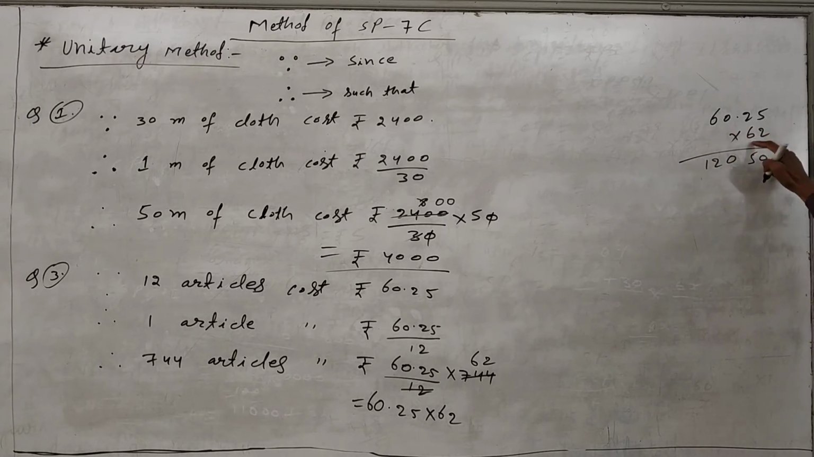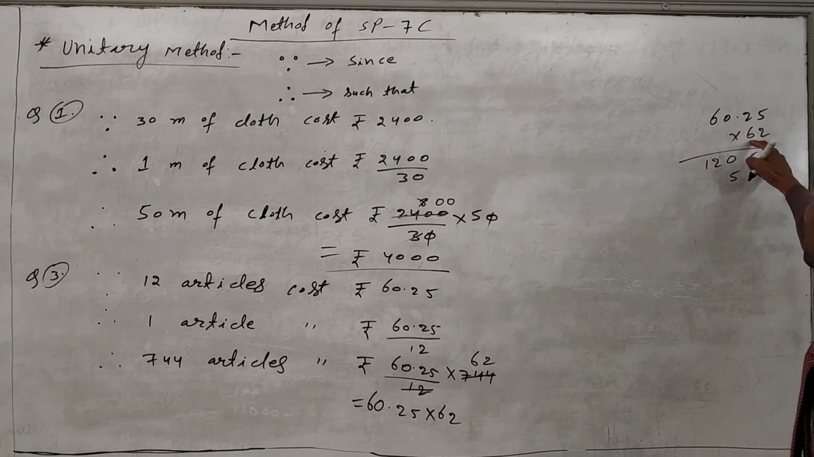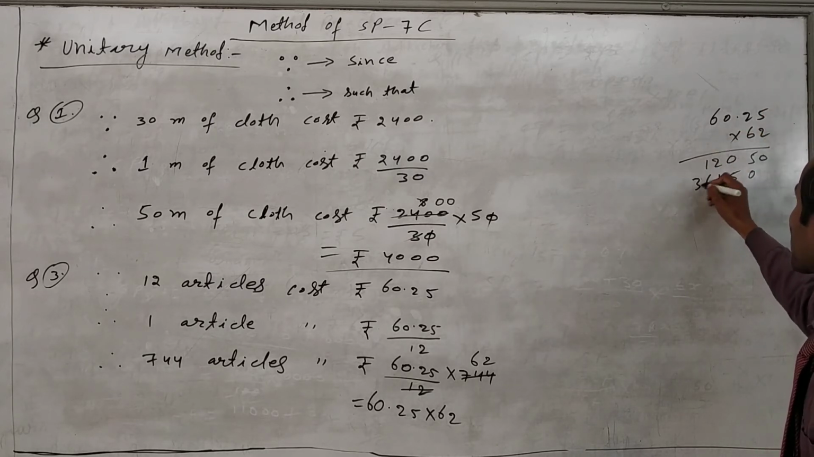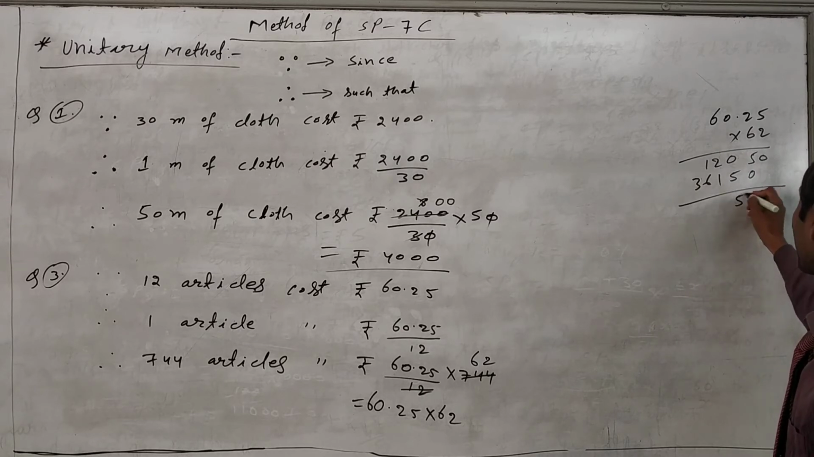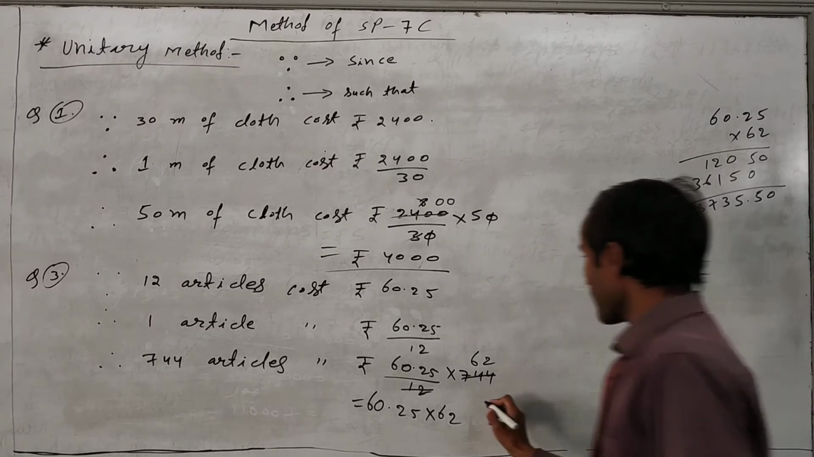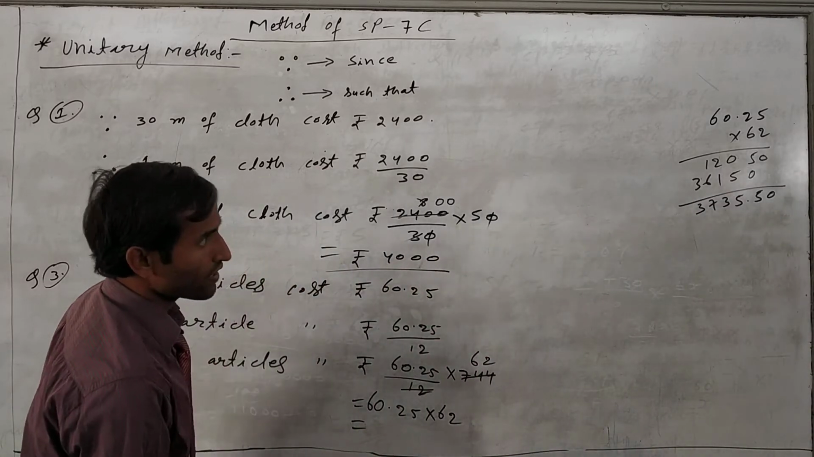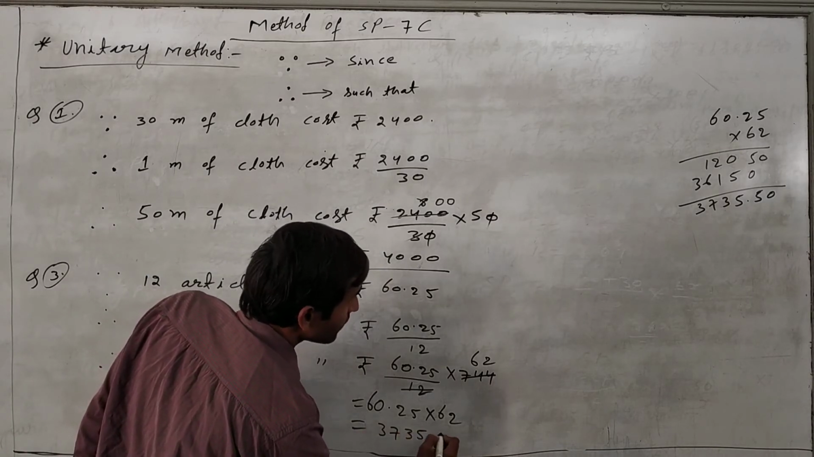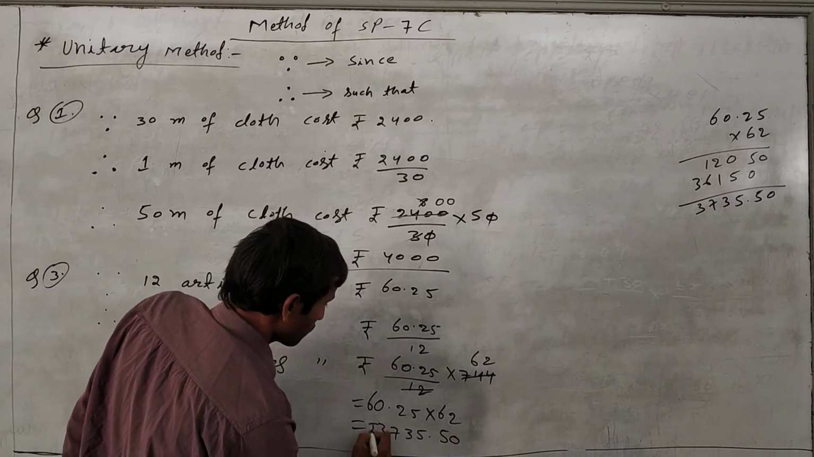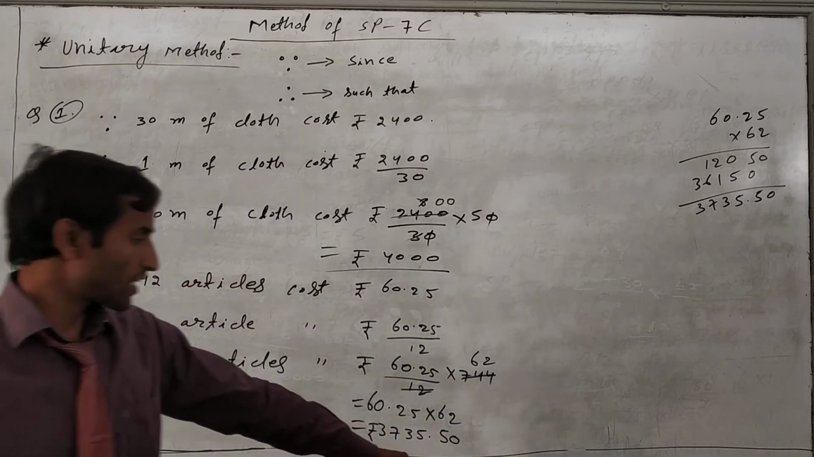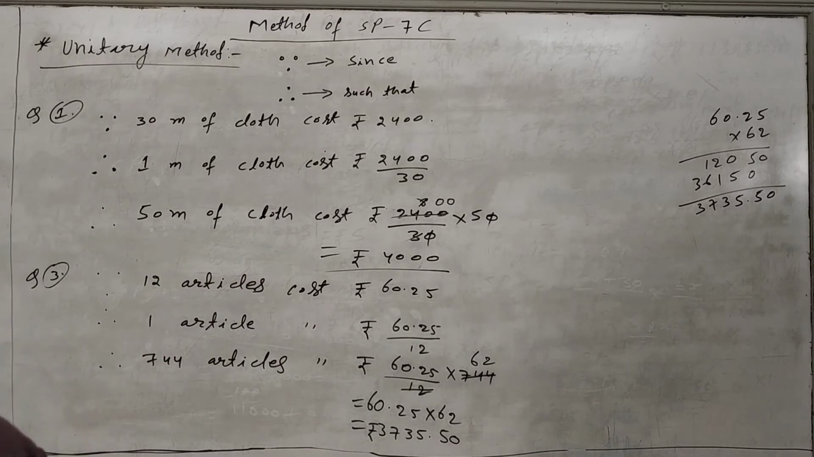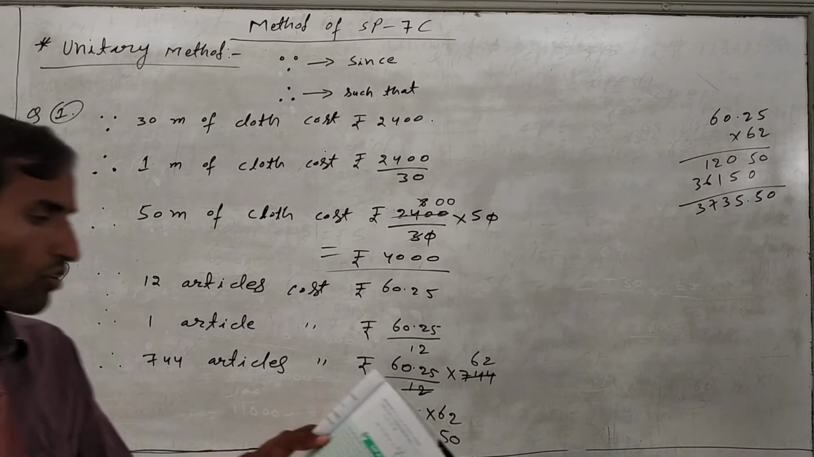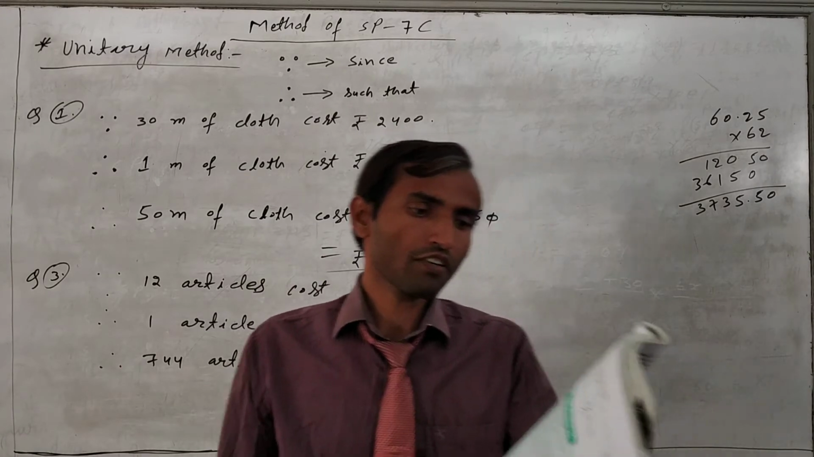Now we will multiply by 6: 6 fives are 30, carry 3, 12 plus 3 is 15, carry 1. So it will come 6 sixes are 36. Now we will add: 0, 5, 5, 3, 7, 3. After that, 2 digits decimal will come. So the final answer will come 3,735.50 rupees. So the cost of 744 articles is this much. Now question number 4, just try it yourself. We will solve question number 5.